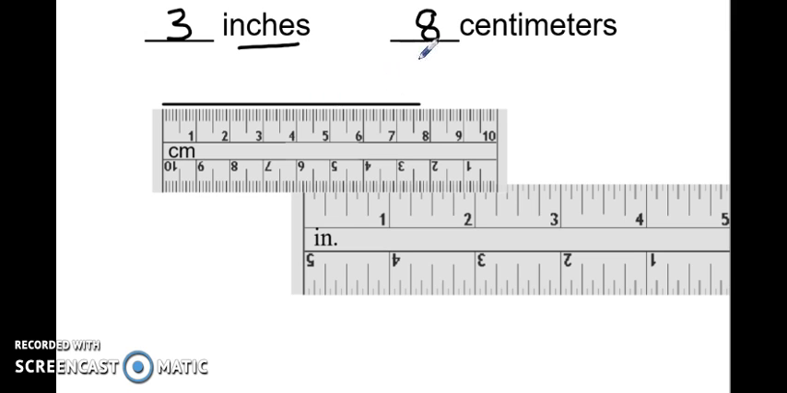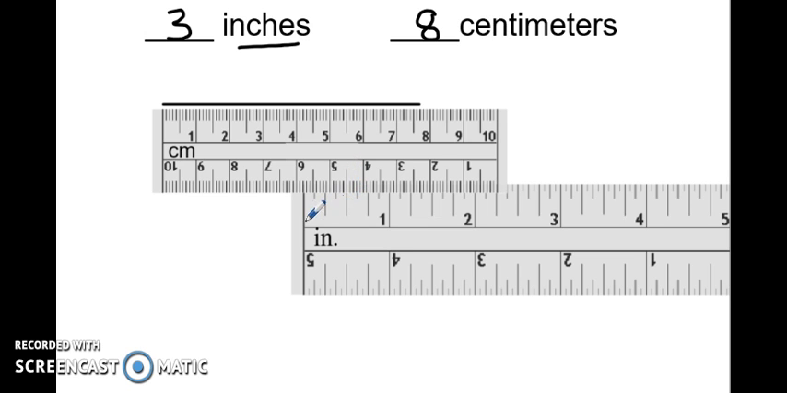So now let's take a look at our measurements. We said the line was 3 inches long, but then when we measured in centimeters, we said it was 8 centimeters long. So why are the numbers different? Well, the numbers are different because the units that we are measuring them in are different.